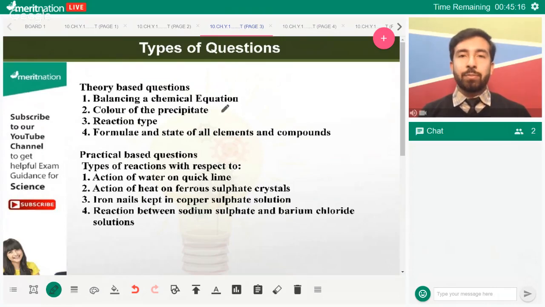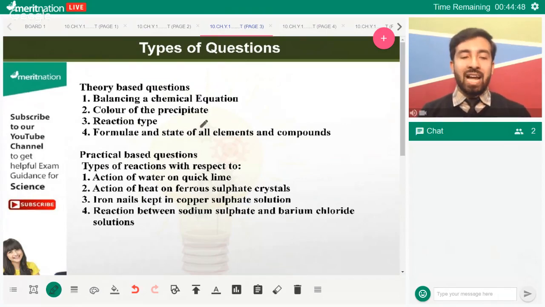You would be asked about what would be the color of this particular type of precipitate, which would be formed in a particular double displacement reaction. The third thing is your reaction type. You can be given various reactions, and you could be asked what type of reaction this is, whether the reaction is endothermic, exothermic, combination, decomposition, displacement, single or double displacement, oxidation, reduction, or redox. So you could be asked about the different types of reactions.